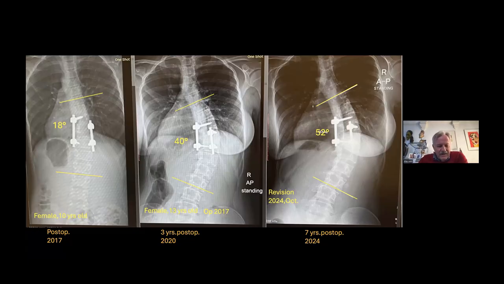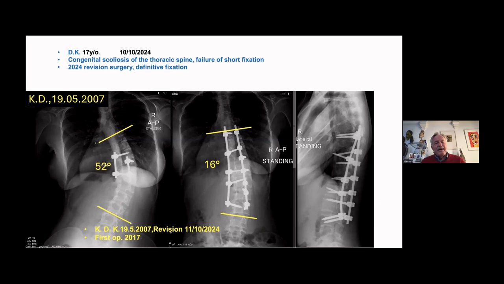And only 3 years later, she has 40 degrees, so she continued to progress with the curve. And in 2024, she had 52 degrees, so she also had a significant rib hump in the meantime. She was 17, and she was very unhappy with her body appearance, and she basically wanted to have another surgery, which is, I think, justified, and that's what we did.